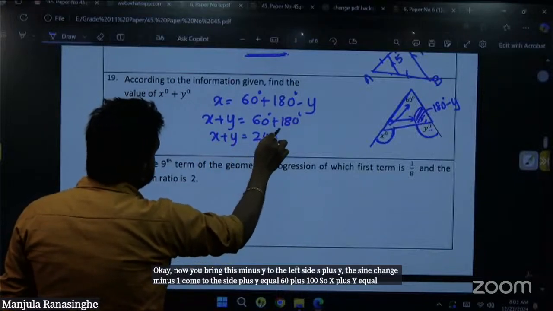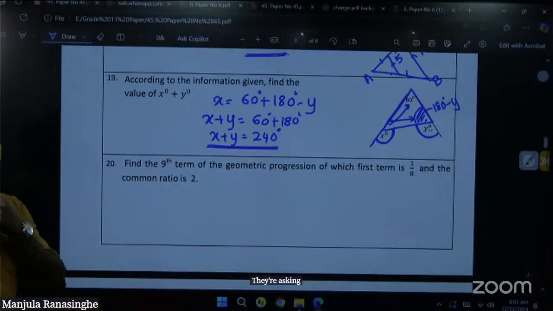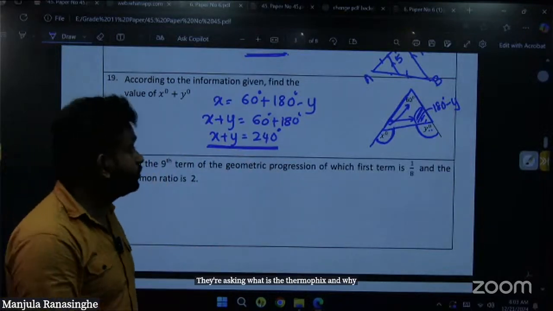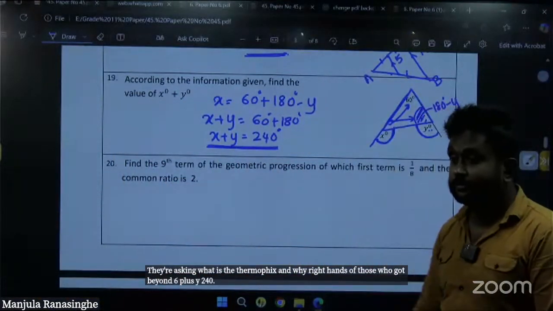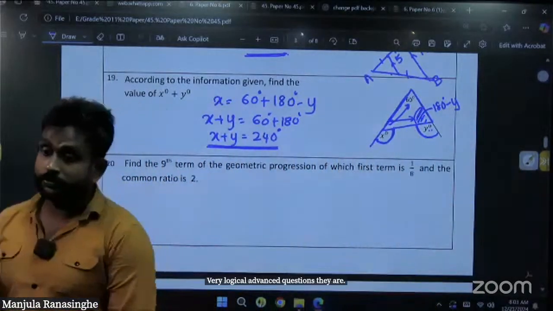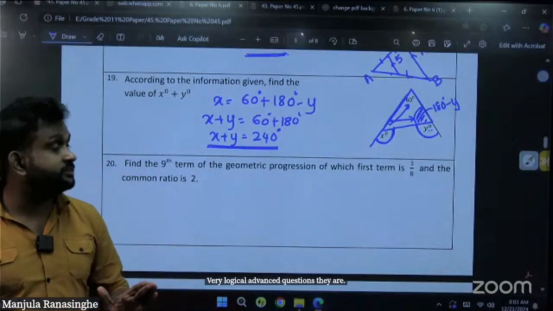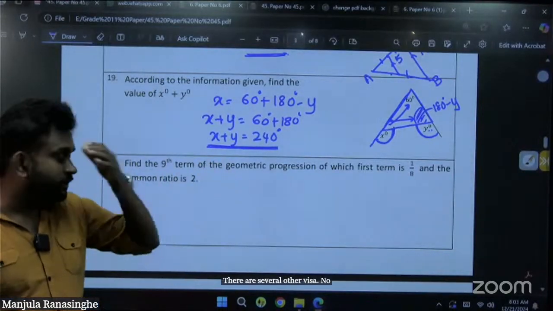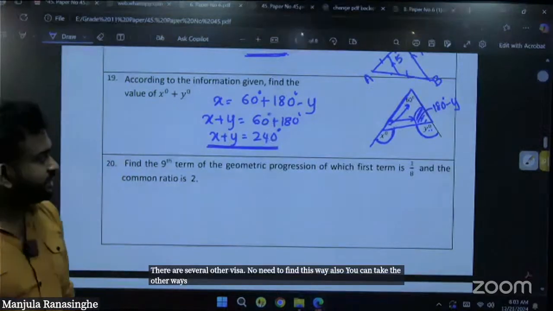They are not asking x and y individually. They are asking what is the sum of x and y. Right, hands up those who got the answer. x plus y is 240. Very logical, advanced questions there. There are several other ways. No need to find it this way only. You can take the other ways. I will tell another way.